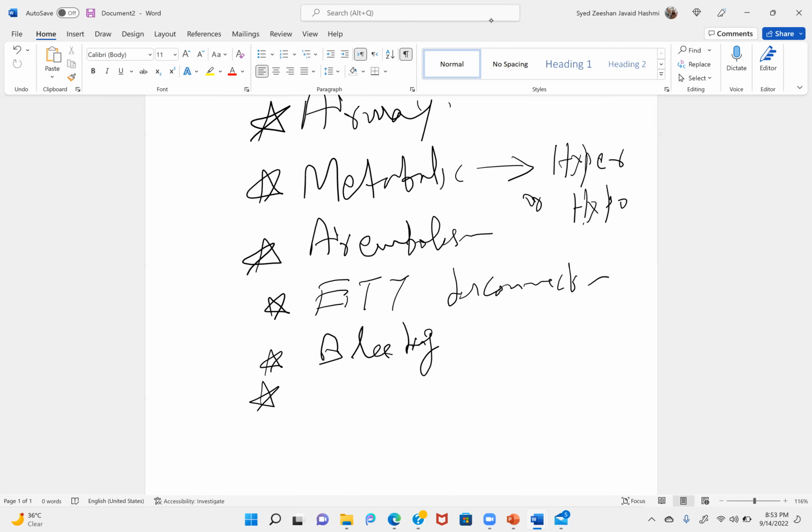Why is air embolism a problem here? Air embolism can occur or no? How will it occur? When they are doing a surgery, they are making the head side up. So in any surgery which is occurring above the level of heart, there can be air embolism. Got it?